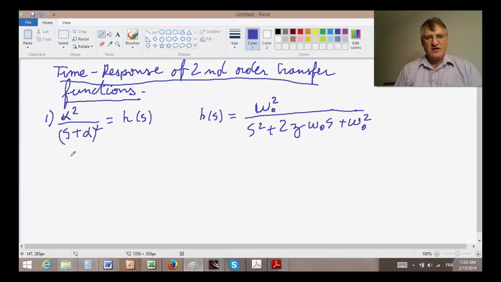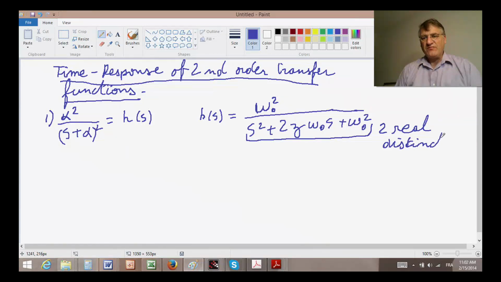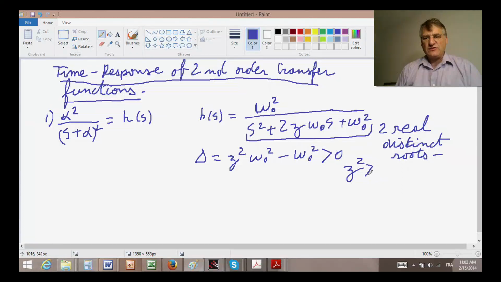So we are now interested in covering the case when this denominator has 2 real distinct roots. Under these conditions, we can write that equivalently zeta squared omega 0 squared minus omega 0 squared, which is the reduced discriminant, is strictly greater than 0, or in other terms, zeta squared is strictly greater than 1, or zeta is strictly greater than 1.